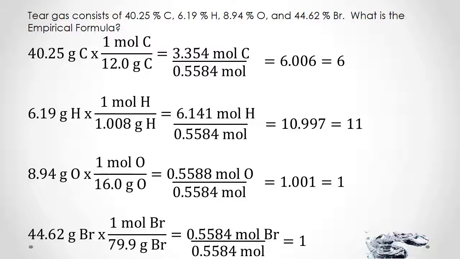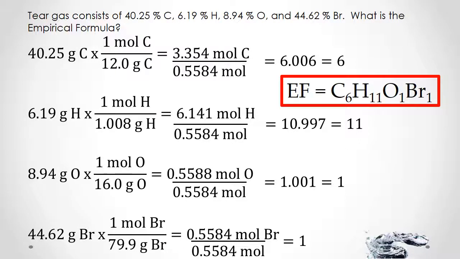So my empirical formula for tear gas is going to be C6H11O1Br1. Again, we don't really need to indicate the ones, but when you're going through and doing this, it's just easier to show it. I'm not going to take off points if you show me a 1 in your equation when you do an empirical formula calculation on an exam or a quiz.